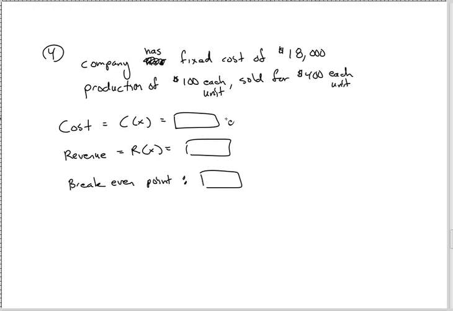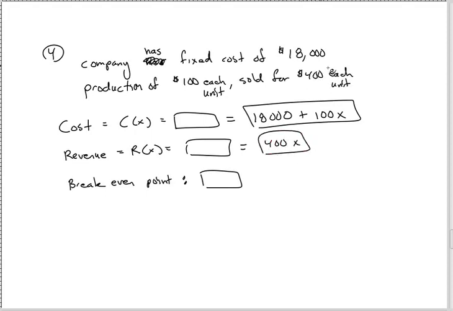So what is the cost? Well, the cost function would definitely include the fixed cost of $18,000, and then you would have $100 for each unit that is produced. And that's it. That's actually your answer. That's your formula. You're done. Your revenue would be the 400x. And so for every time you sell it, you get $400. That's your revenue.